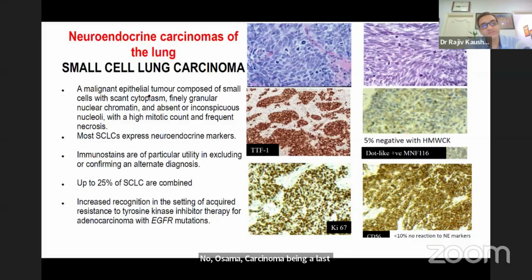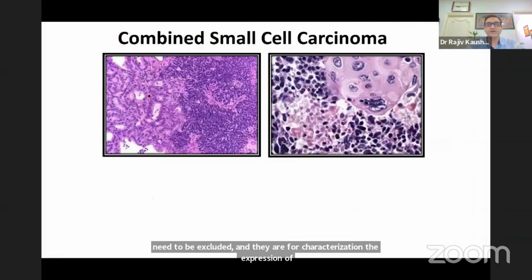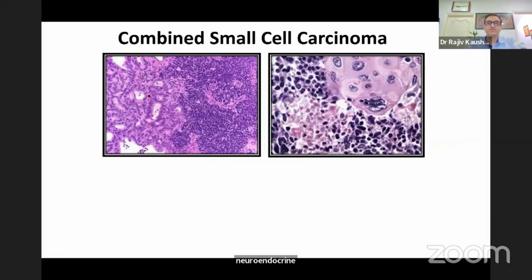The last category is the small cell carcinoma. As you can see in these pictures, the cytoplasm is very scanty. The cells are placed back to back, which causes molding. When we see such tumors, the differentials we have to keep in mind are the other round cell tumors, especially lymphomas, which need to be excluded. For characterization, the expression of neuroendocrine markers helps to confirm the diagnosis.